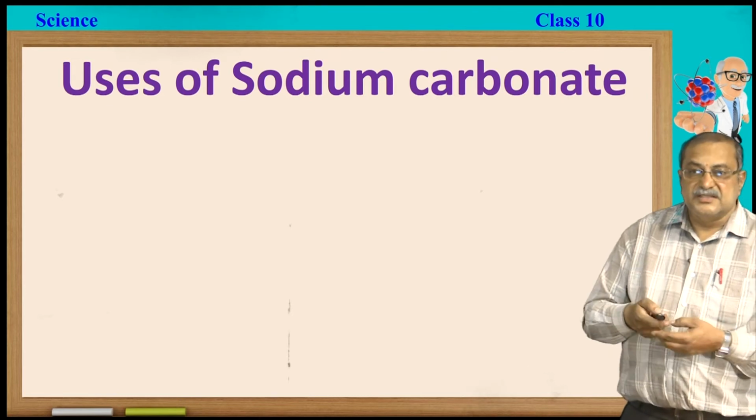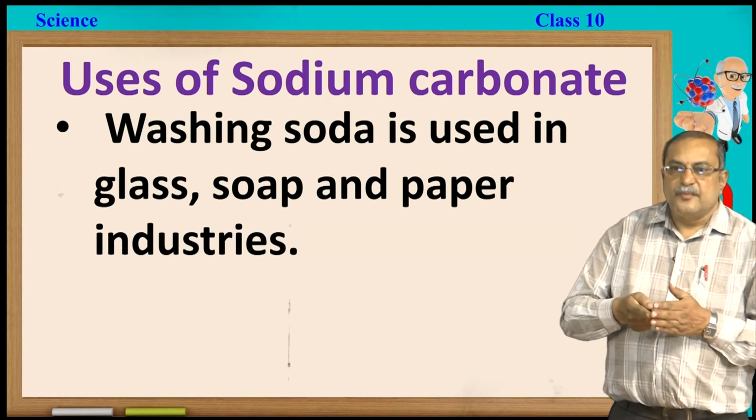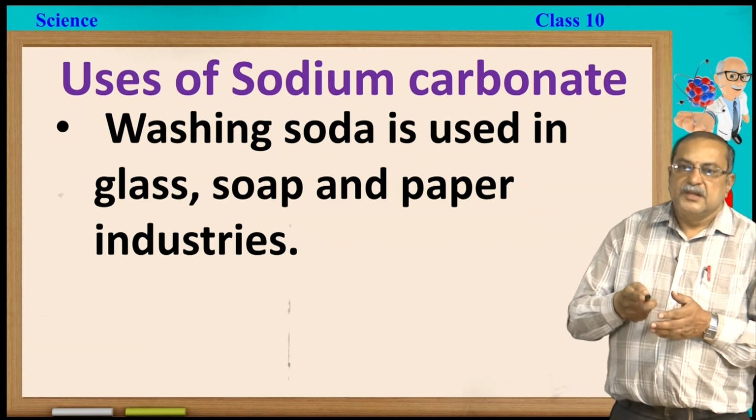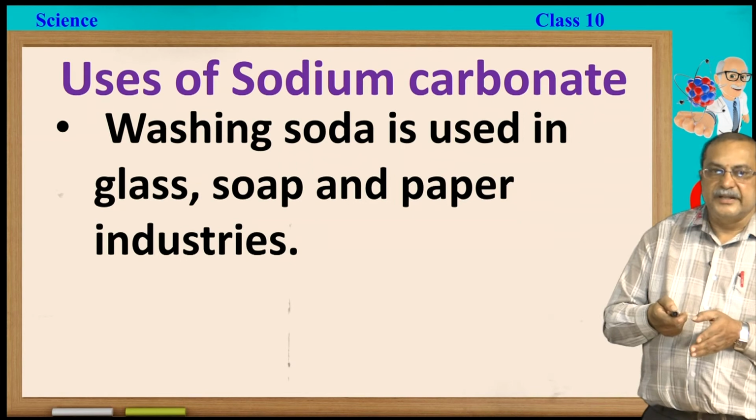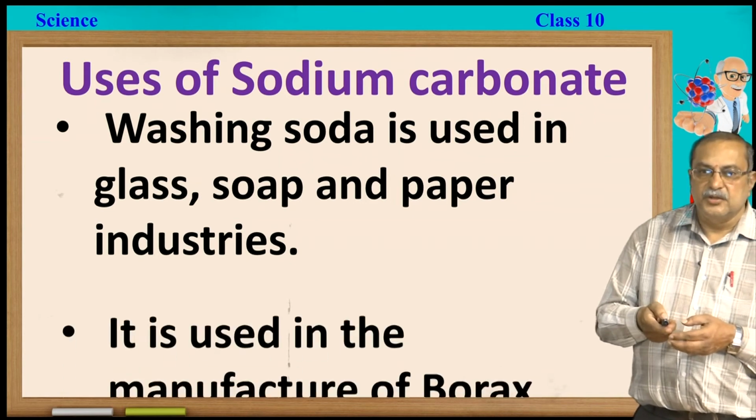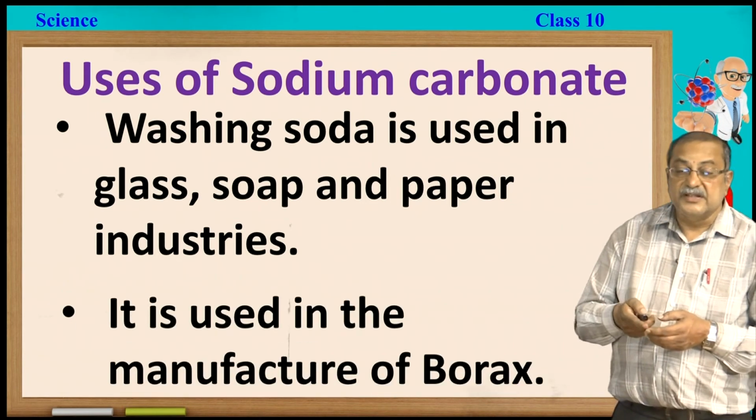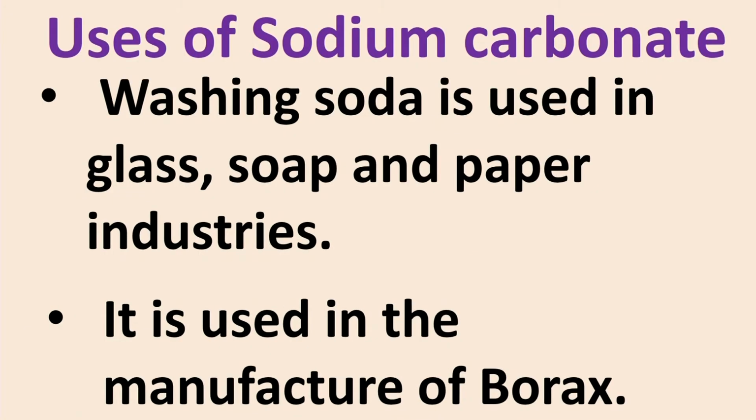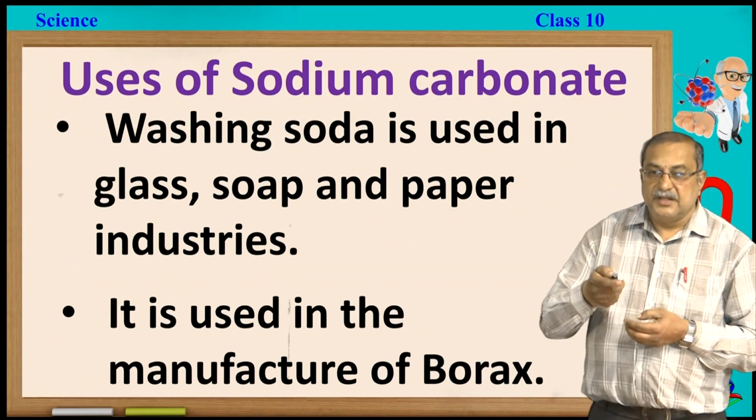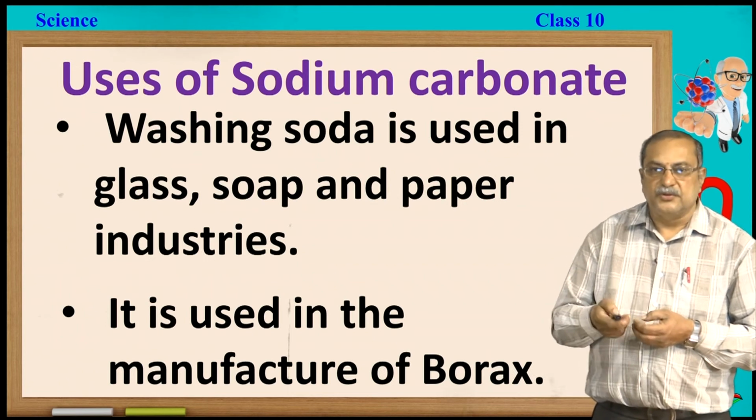So, what are the uses of this one? It is commonly known as washing soda. It is used in the manufacture of glass, soap and paper industries also. It is used in the manufacture of borax, another compound. So, washing soda is one of the major ingredients in the manufacture of glass, and even borax and soap also they are going to use it.